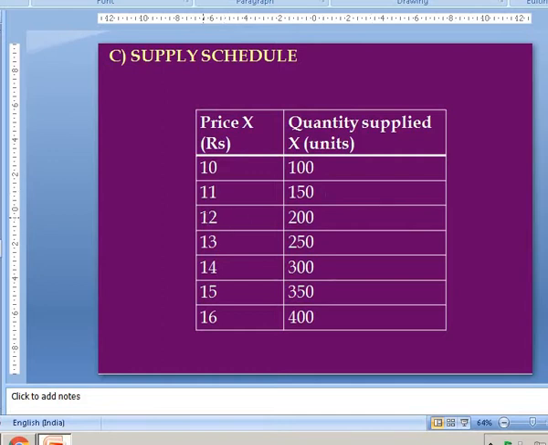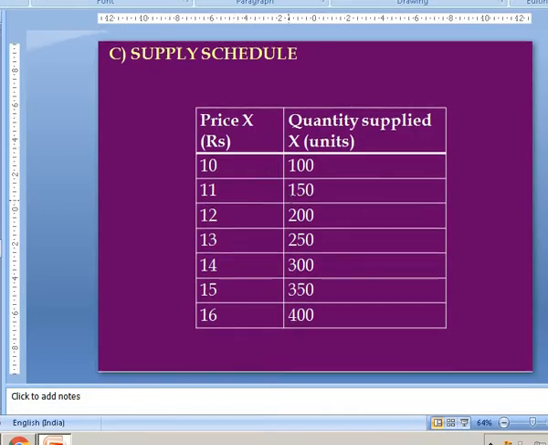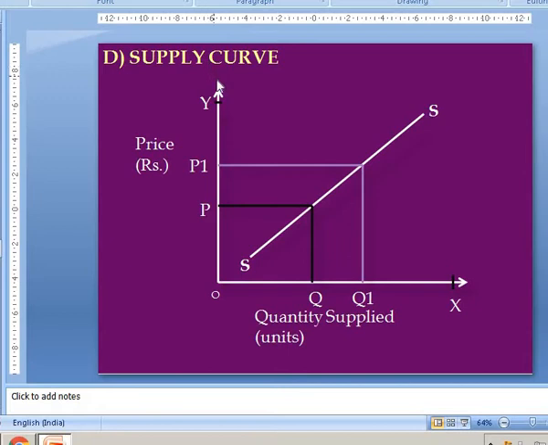And you can see it increases, right? At price 12, 13, 14, 15, 16, the quantities that the producer is willing to offer for sale go on increasing. So this schedule explains the positive relationship between price and quantity supplied. Now, if we have to represent this schedule in the form of a diagram, a diagrammatic presentation of this table will result in the supply curve.